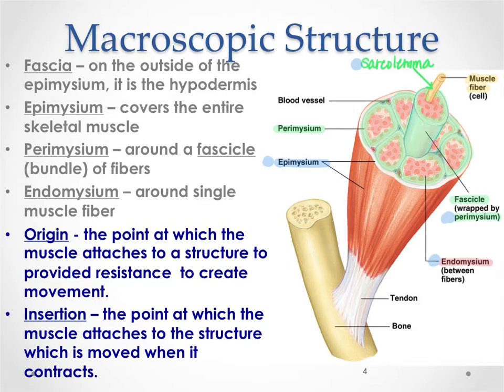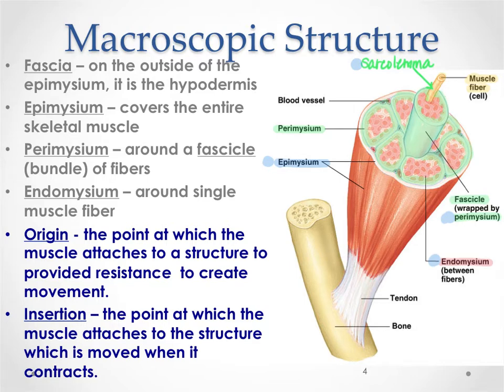Another couple of terms that you will need to be familiar with in this unit is origin and insertion. So the origin is the point at which the muscle attaches to a structure to provide resistance or to create movement, and the insertion is the point at which the muscle attaches to the structure which is going to be moved. So the insertion is the part that's attached to the structure that will be moved, and the origin is the point of attachment that will create resistance for that movement.